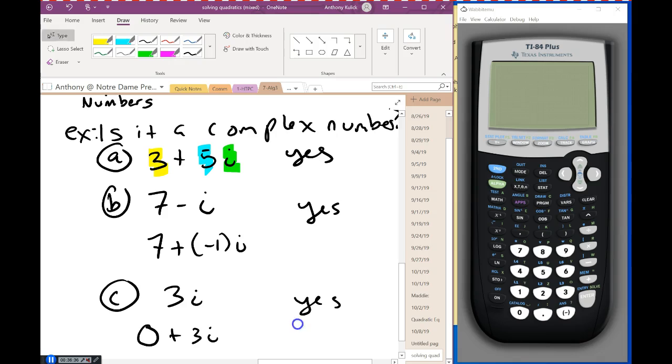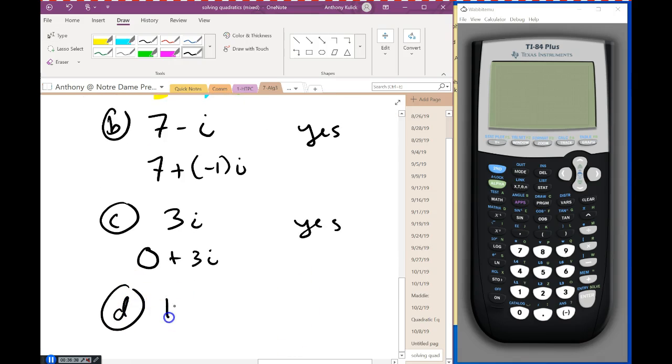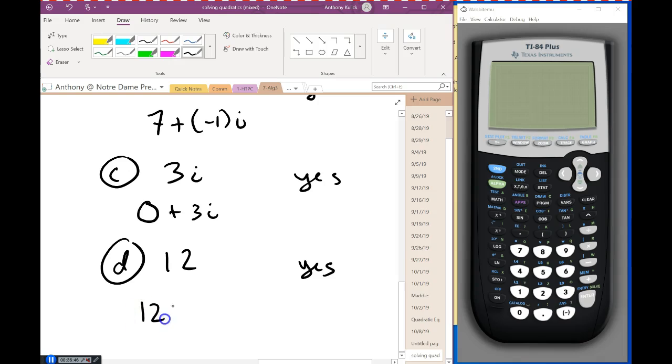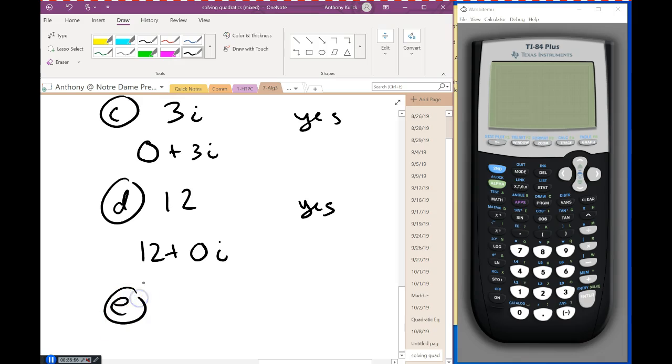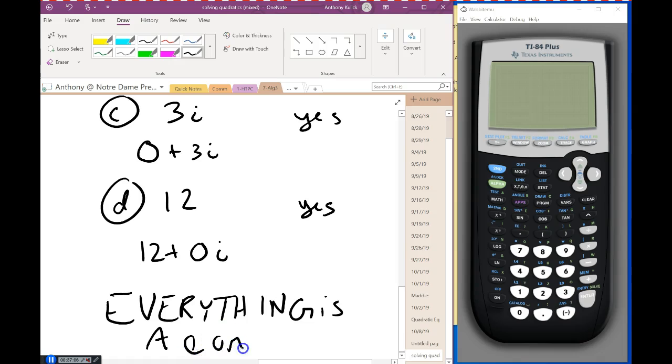Oh, Mr. Kulik, you're so sneaky. What about 12? Is that a complex number? Yup, it is. Wait a minute. That doesn't have the bi part. Sure it does. The b is just 0. Oh. So what are we saying here? Everything is a complex number. Whoa!